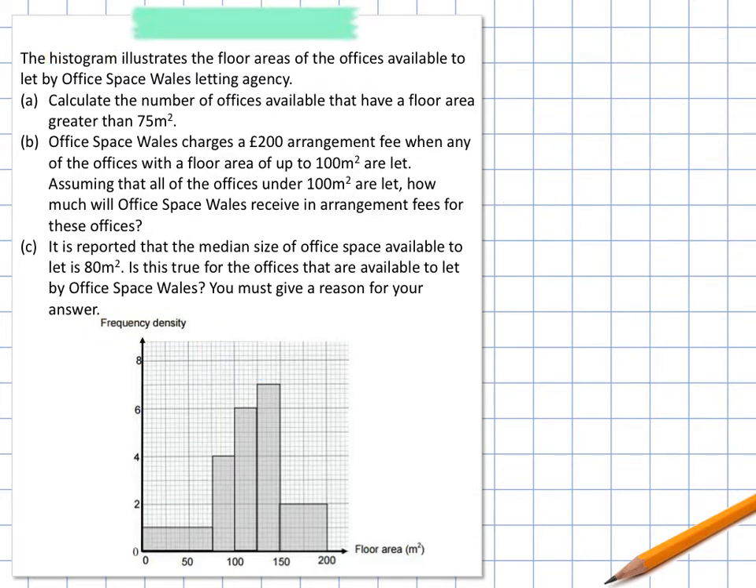Part B then says that they charge a £200 arrangement fee for all offices up to 100 metres squared. So we're looking for less than 100 metres squared. They then said, assuming that all of the offices are let, how much will they receive in arrangement fees? So that's what we're looking for. So first of all, we're going to need to know how many offices there are under that size, and then we'll be able to multiply that amount by £200, 200 for each.